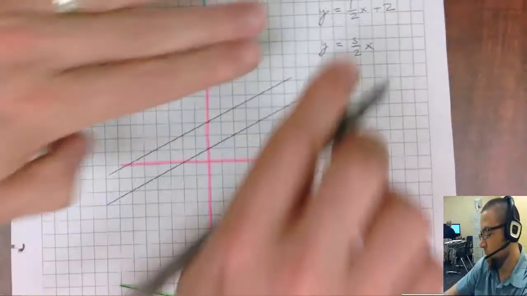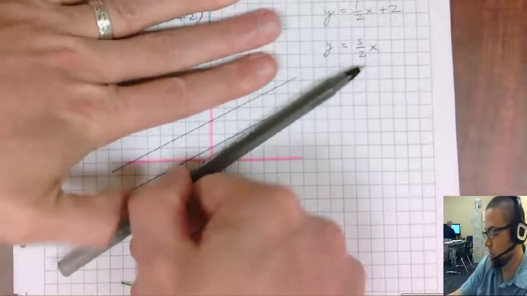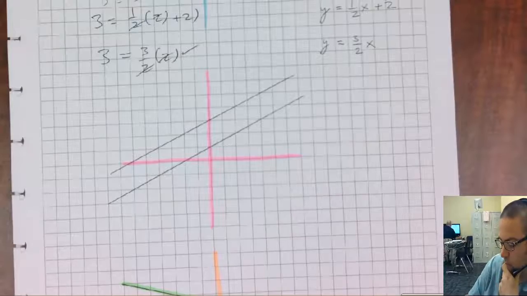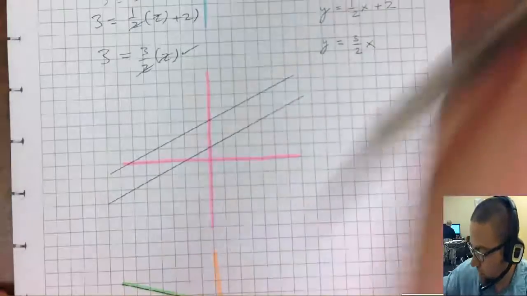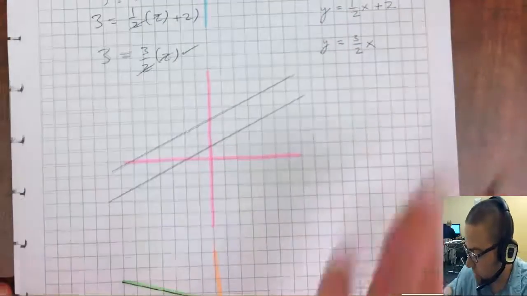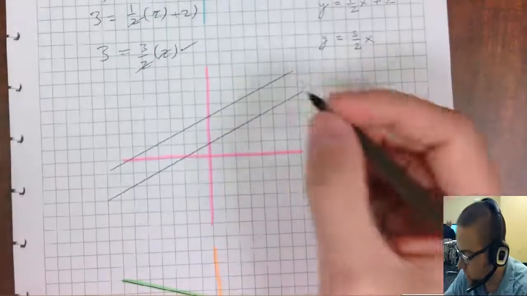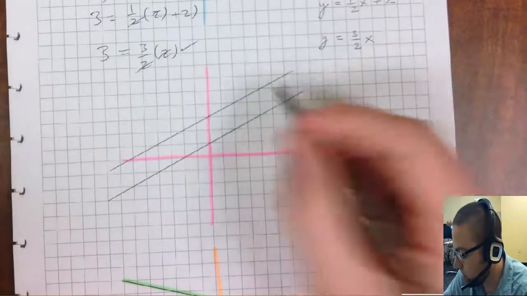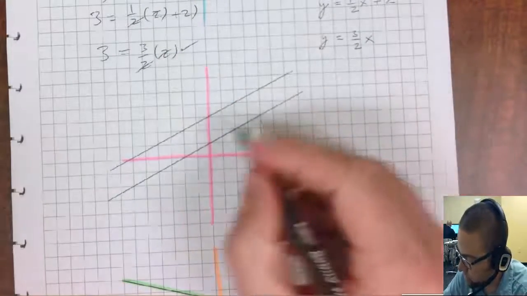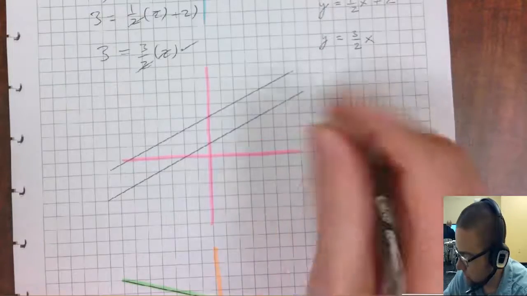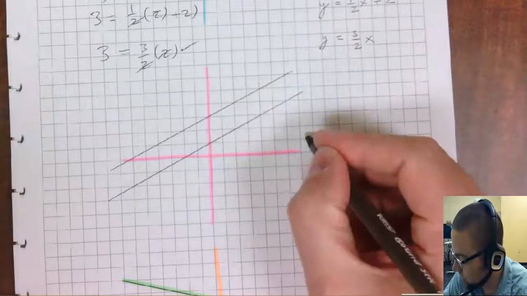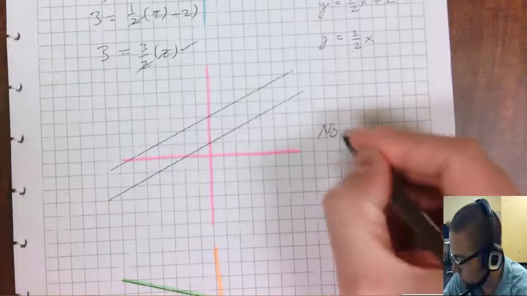What happens when you have two parallel lines? Is there any intersection point? Okay, if you go out to infinity, they will never cross, right? That's the definition of parallel, that they have no intersection point. So in a 2D plane, it has no solution.